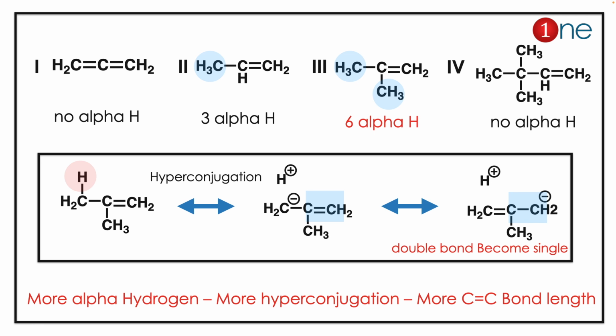So the first compound has no alpha hydrogen, second one has 3 alpha, third one has 6 alpha, fourth one has no alpha hydrogen. So the third one involves more resonance due to 6 alpha hydrogens. So the hyperconjugation will be more. So more alpha hydrogens, more hyperconjugation, more will be the bond length. So the answer is 3 there. Here the concept you have to learn is that alpha hydrogens increase the bond length of the C=C double bond.